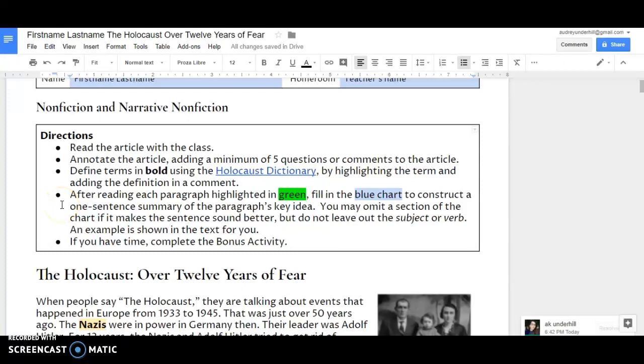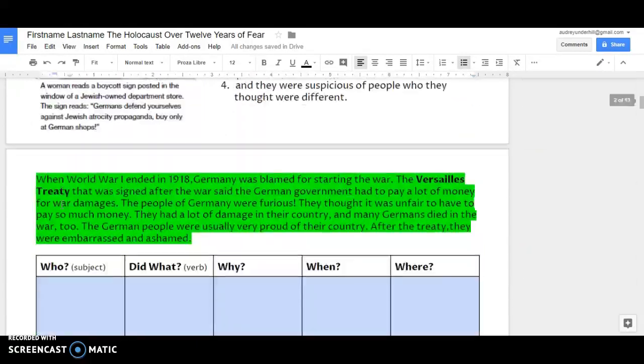The directions say, after reading each paragraph highlighted in green, fill in the blue chart to construct a one-sentence summary of the paragraph's key ideas. You may omit a section of the chart if it makes the sentence sound better, but do not leave out the subject or verb. An example is shown in the text for you.